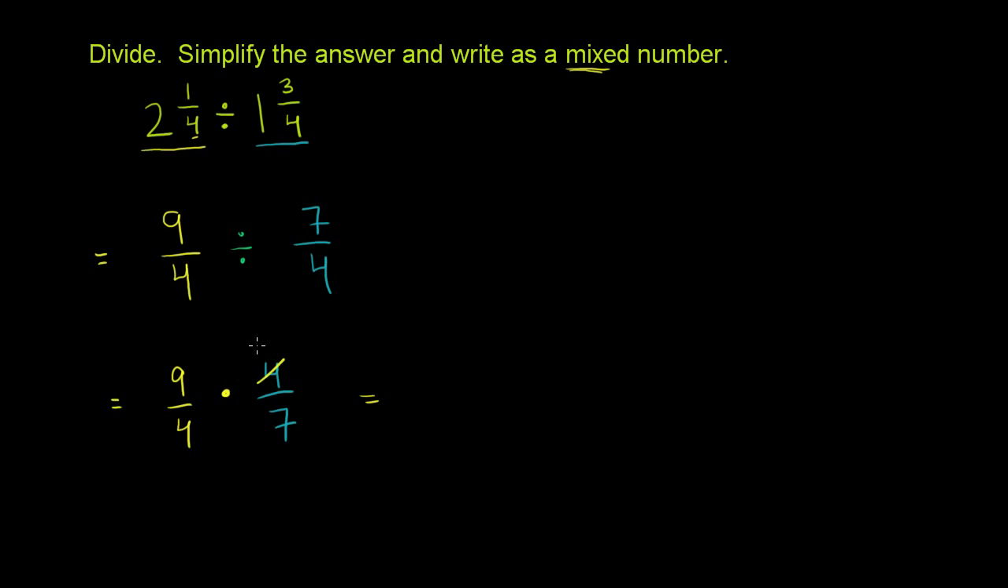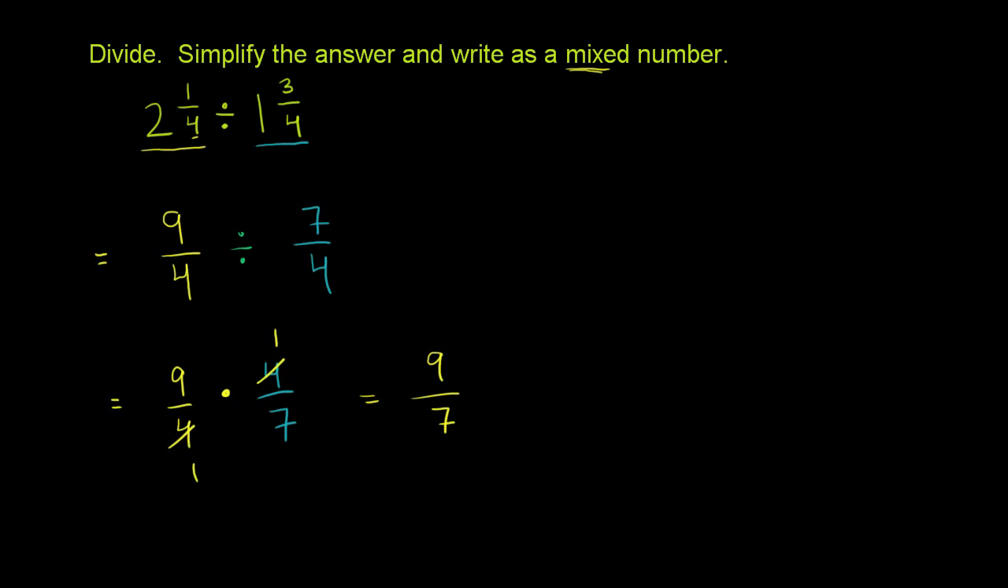So you divide this 4 by 4, you get 1. This 4 by 4, you get 1. So now when you multiply it, you get 9 times 1, which is 9, over 1 times 7, which is 7. So we have our answer, but right now it's an improper fraction. They want us to write it as a mixed number.